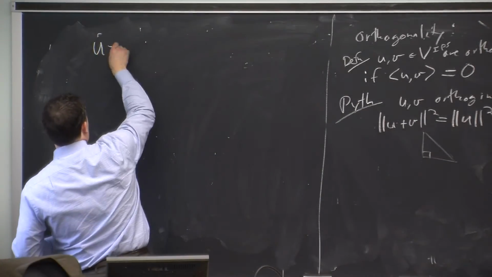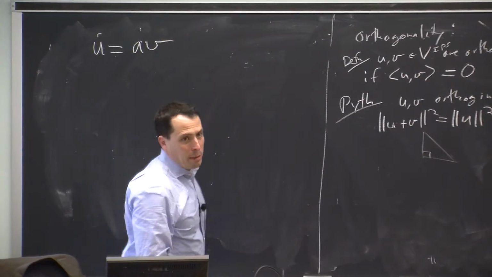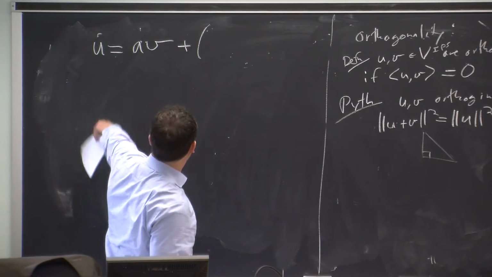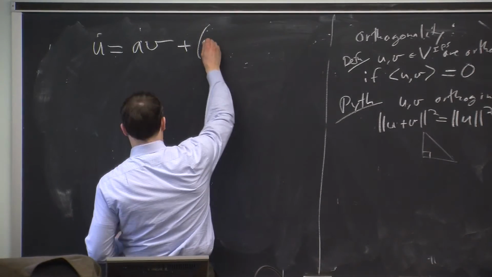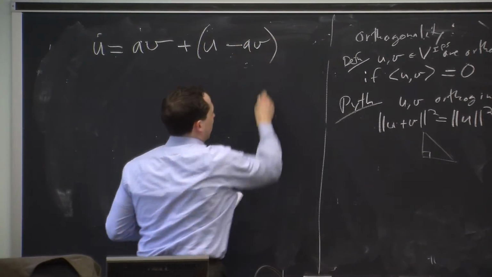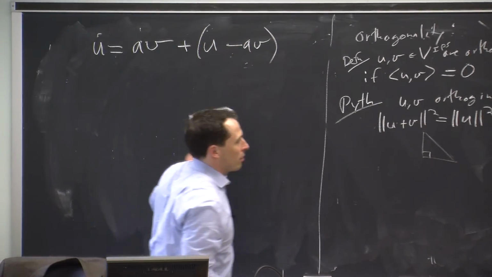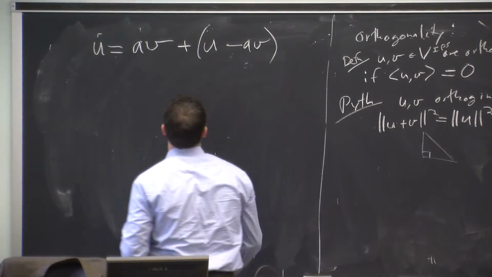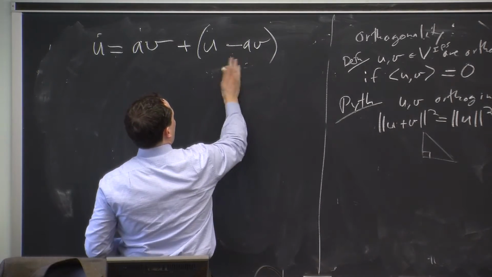Well, toward such a decomposition, we want u to be equal to av plus something else. What's something we can add such that we get the right answer? Well, we can add u and then subtract av. That's tautologically true, but it's also kind of the right picture. I want to say u is equal to av, and then w is u minus av. What's left over? This is stuff, so that we want this to be our w.